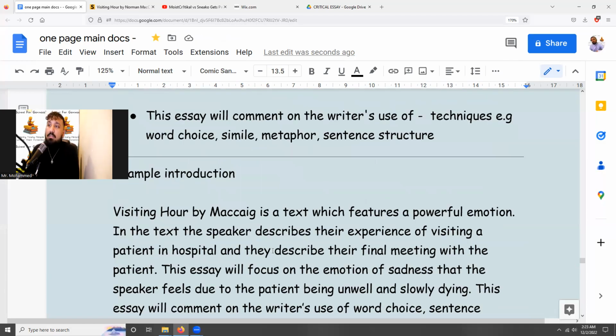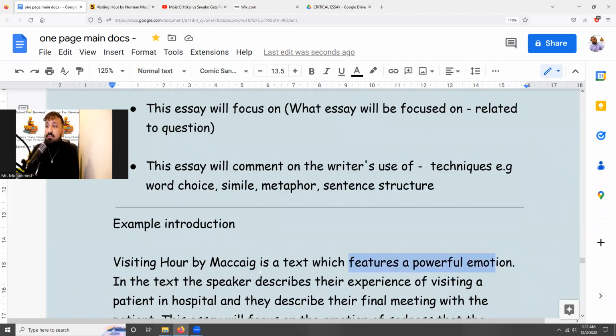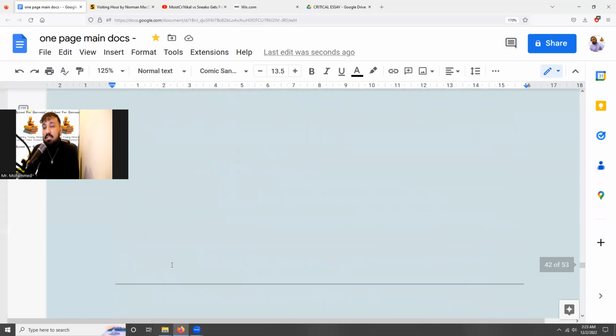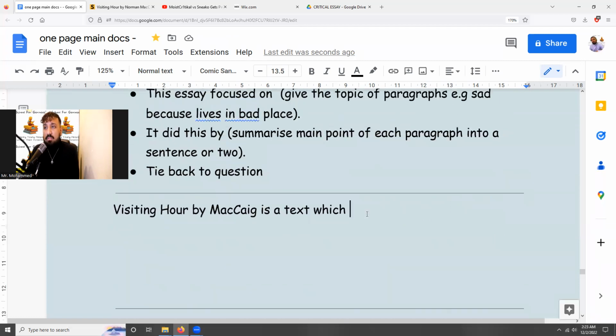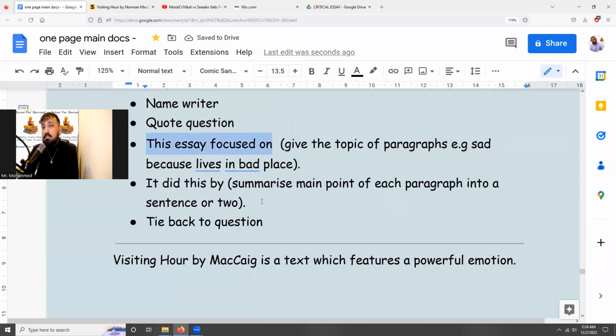Question was, features a powerful emotion. So literally what you've written in your introduction, you can literally write the same thing in your conclusion in terms of the beginning part. Is a text which features a powerful emotion. So this is literally word for word what the question asked. And then I just mention the specific focus.